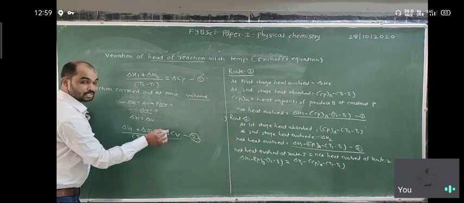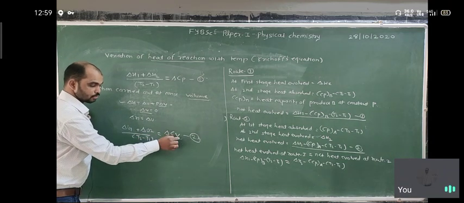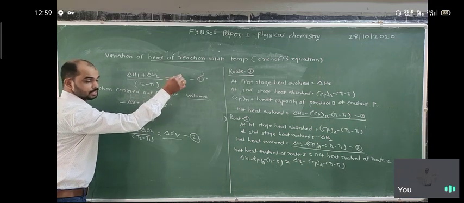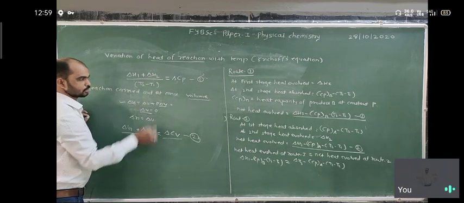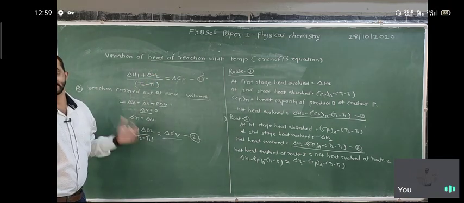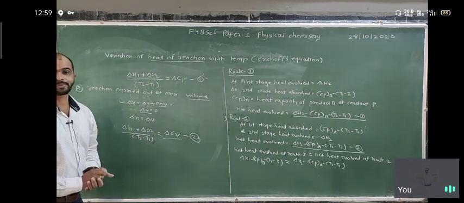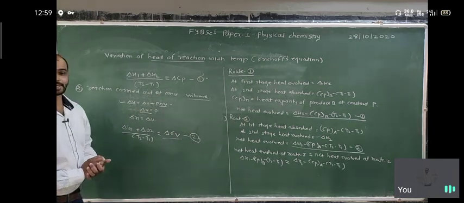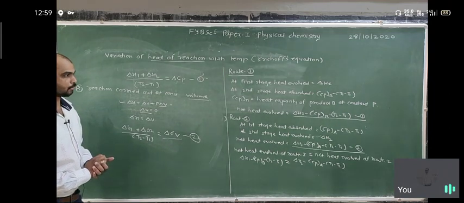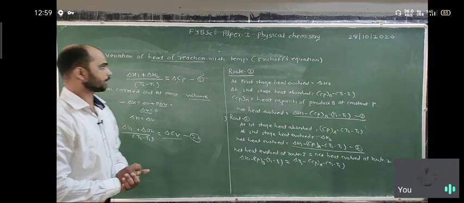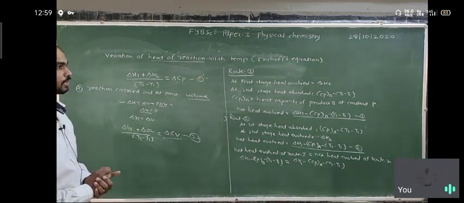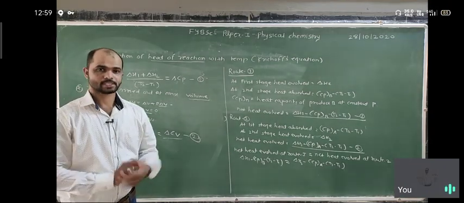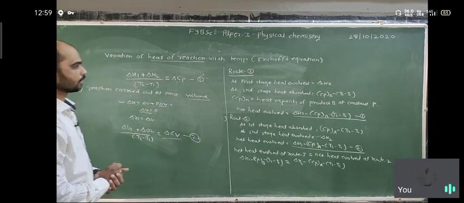What is the meaning of change in heat capacity at constant volume? And what is CP? Change in heat capacity at constant pressure. So use these two equations. These are Kirchhoff's equations used to solve numerical problems in the given reaction conditions to find the heat of reactions. So it is all about the variation of heat of reaction with temperature according to Kirchhoff's equation in the two cases, at constant pressure and at constant volume.